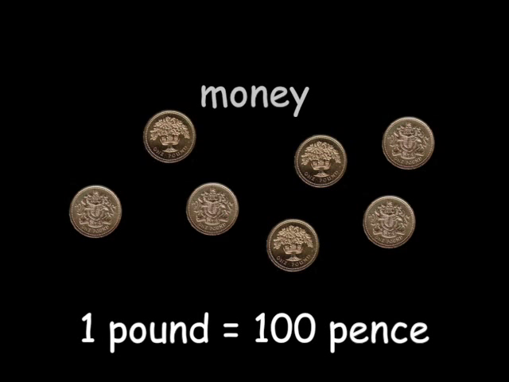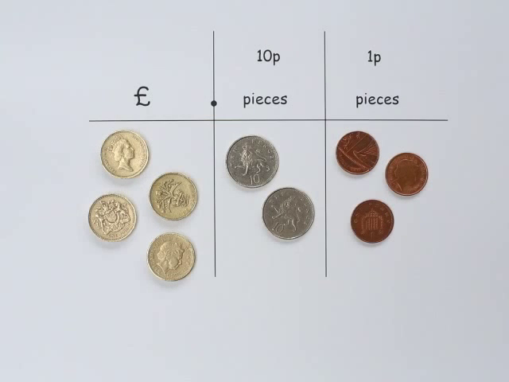A second example relates to money. We all use money, so can easily understand decimals in this way, because there are 100 pence in a pound. You know that £4.23 means £4 and 23p.